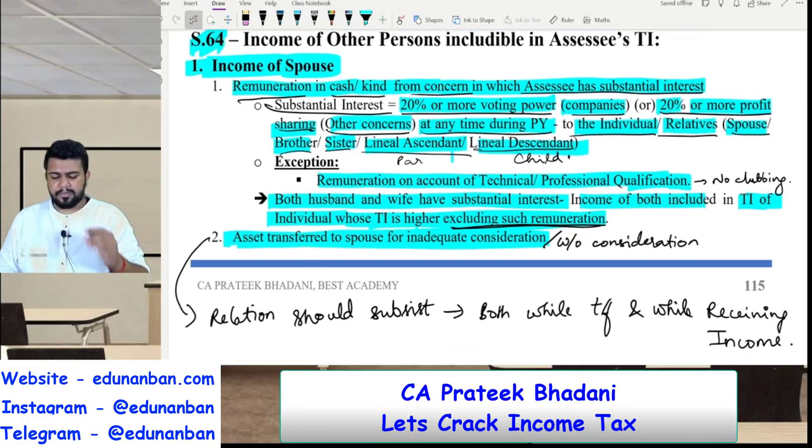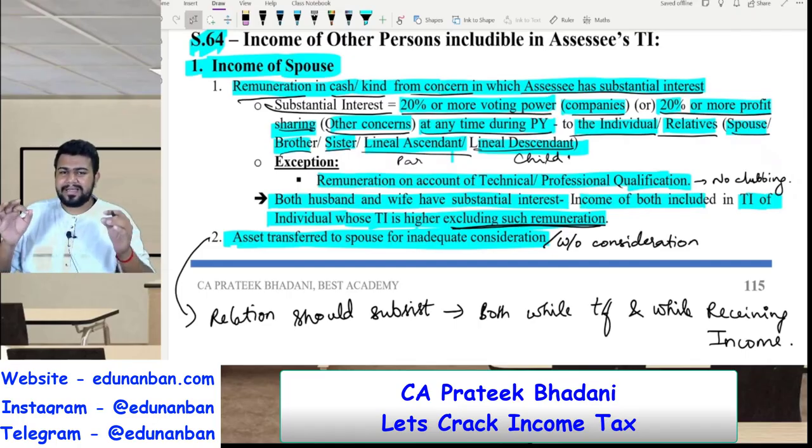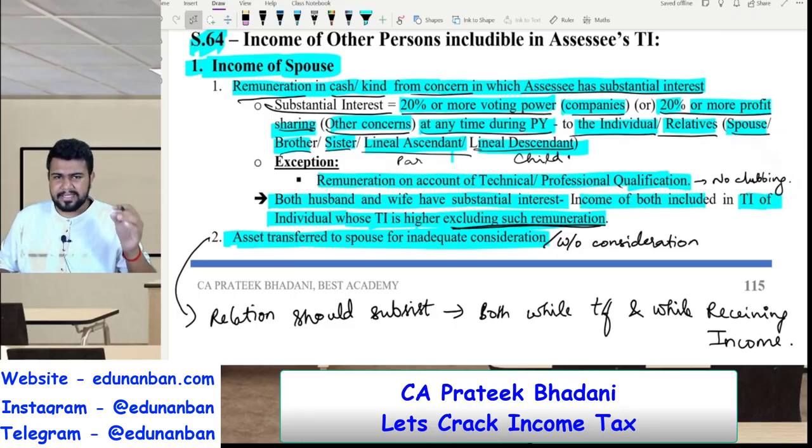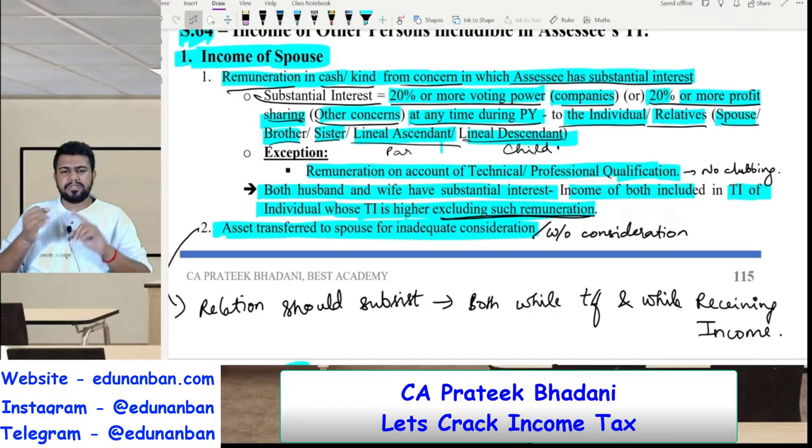So first point, if remuneration in cash or in kind is received from any concern in which the assessee has a substantial interest, or even a relative of the assessee has a substantial interest, in such case the remuneration received by the spouse will be clubbed in the hands of the assessee. What is substantial interest, sir? 20% or more voting power in case of a company, and in case of other than a company, 20% or more profit sharing ratio. And who are relatives, sir? Spouse, brother, sister, lineal ascendant which includes the parents, and lineal descendant which includes children.